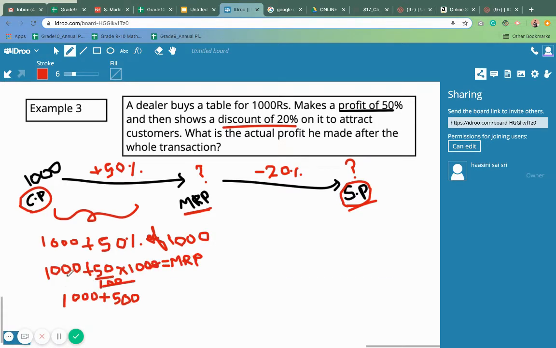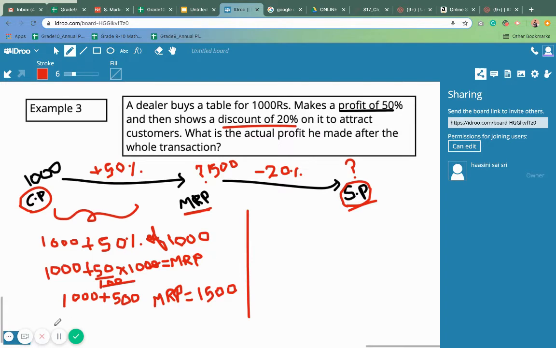So when I did the calculation, 1000 plus 50% of 1000, that came to 1000 plus 500. So I can say that my MRP is 1500. Once I found my MRP, I can find my selling price because I know how much discount he is giving on it. So that brings me to the second part of the question, where I know the MRP, which is 1500. From this, I have to take 20%.